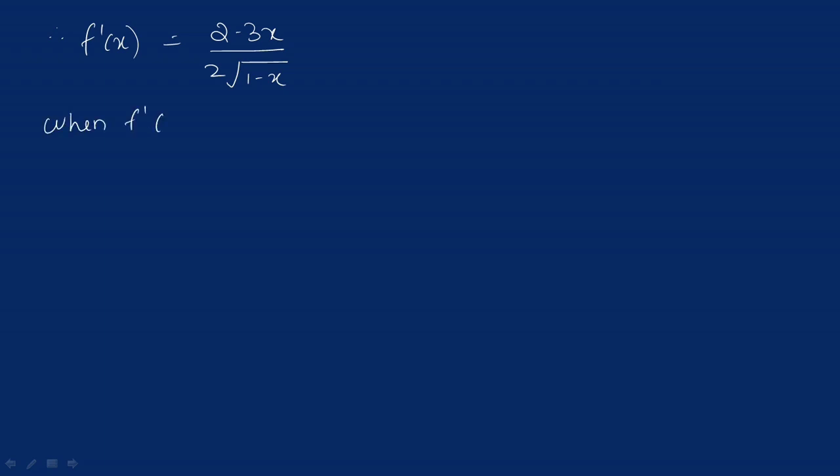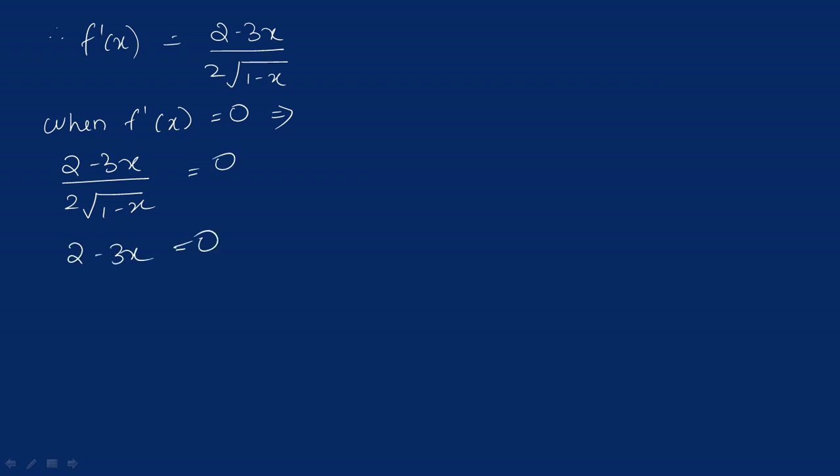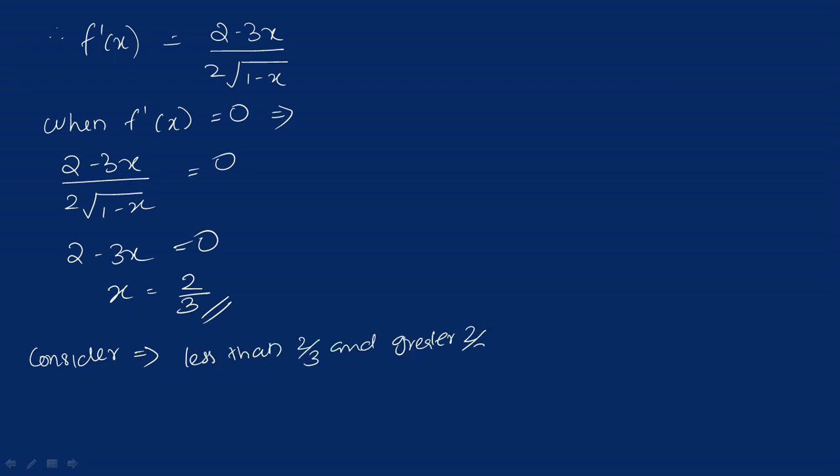Now we will be considering when f dash of x is equal to 0, that means 2 minus 3x by 2 root 1 minus x is equal to 0, or from this 2 minus 3x is equal to 0. So the value of x will be 2 by 3. By solving, we will be having x equal to 2 by 3. So same as the above question, we will be considering f dash of x here. Here the x should be less than 2 by 3 and greater than 2 by 3.